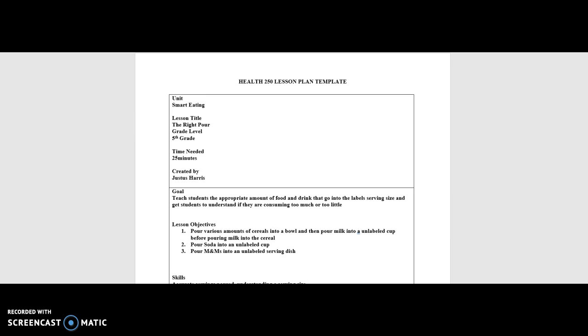I would assume the time you would need to do this lesson is 25 minutes, just because there's a lot of pouring and measuring and discussion. Like I said, it's created by me.